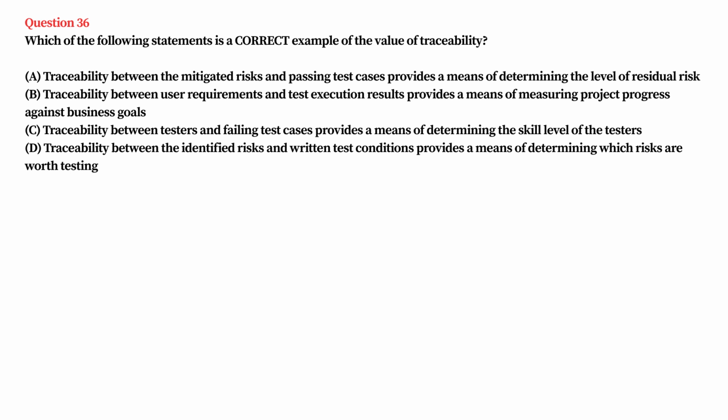Answer, D, is not correct. Traceability between the identified risks and written test conditions provides a means of determining which further test conditions need to be written. Determining which risks are worth testing is part of risk management and risk mitigation in particular.